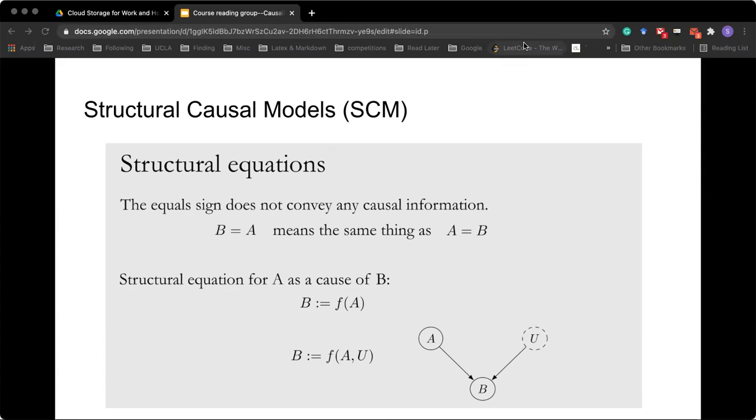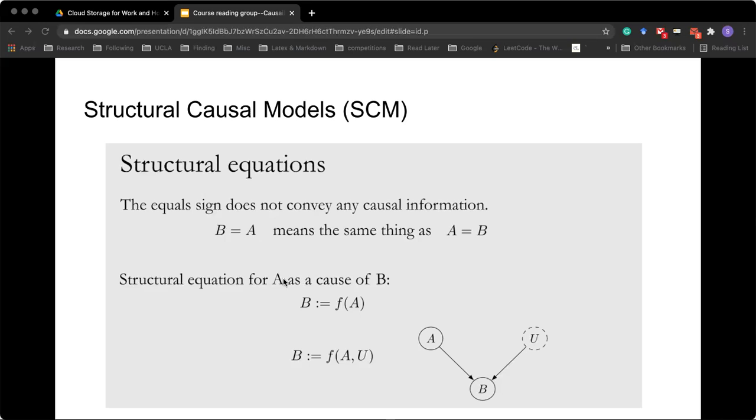Before we define the structural causal models, there's one definition, the structural equation. Judea Pearl always says that the equal sign does not contain any causal information. Like if we say B equals A, then we can also say A equals B, because this equal sign is symmetric. But in causal, if A causes B, then B cannot cause A. This is not a symmetric equation.